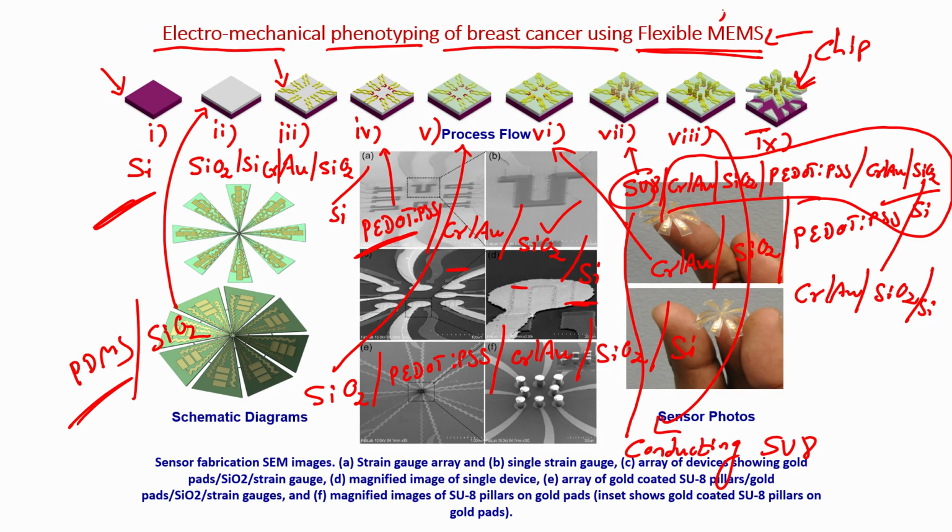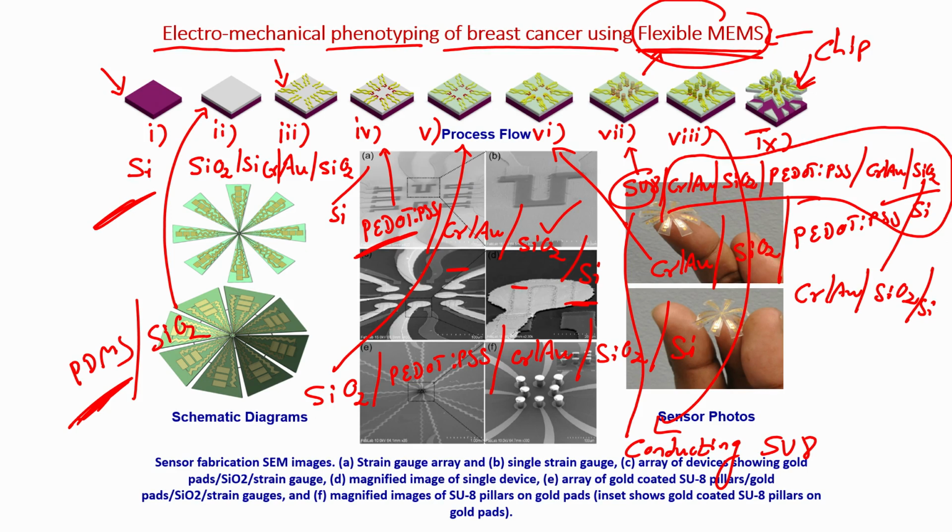Because this is a flexible MEMS. And when you talk about flexibility, we have to use PDMS or any other flexible substrate. So, this silicon or the oxidized silicon will help to form the base of the chip, alright.